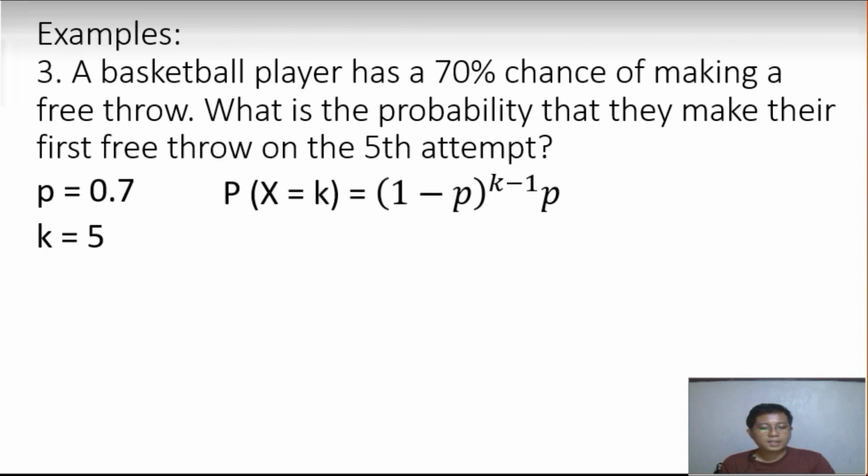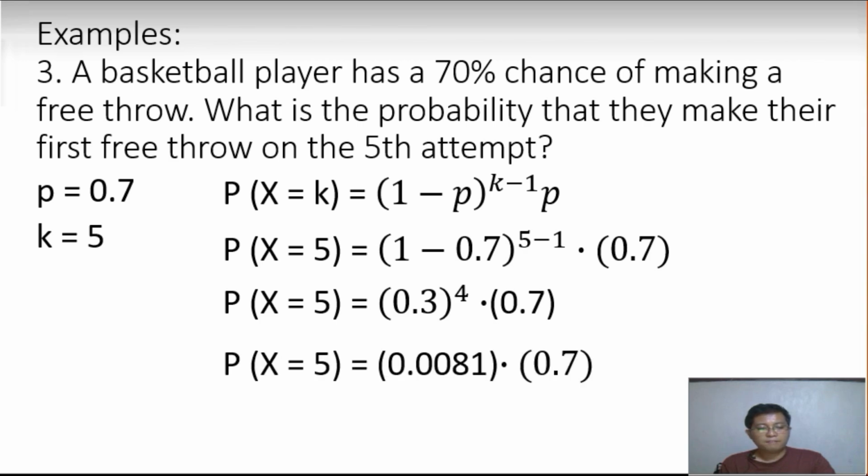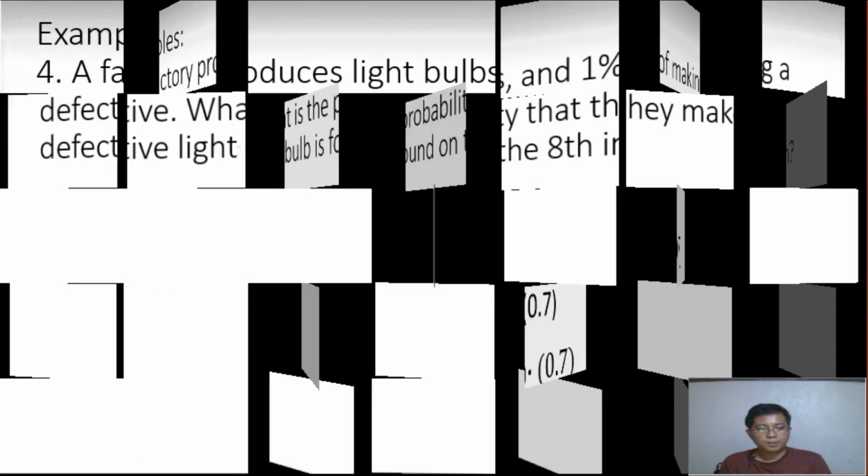So let's write our probability mass function, and then let's just substitute the following into our formula. So the probability of x equals 5 equals quantity 1 minus 0.7 raised to 5 minus 1 times 0.7. Simplifying this further, we now have 0.3 to the fourth power times 0.7. Thus, we arrive at this answer. Multiplying that, the probability is very small. So that is 0.00567. So the probability that they make their first free throw on the fifth attempt is 0.00567.